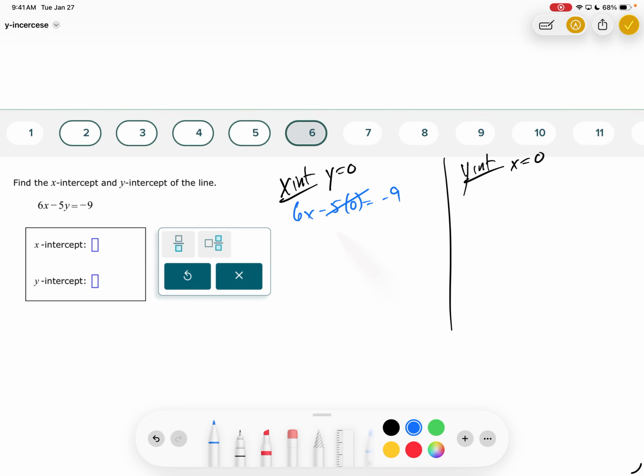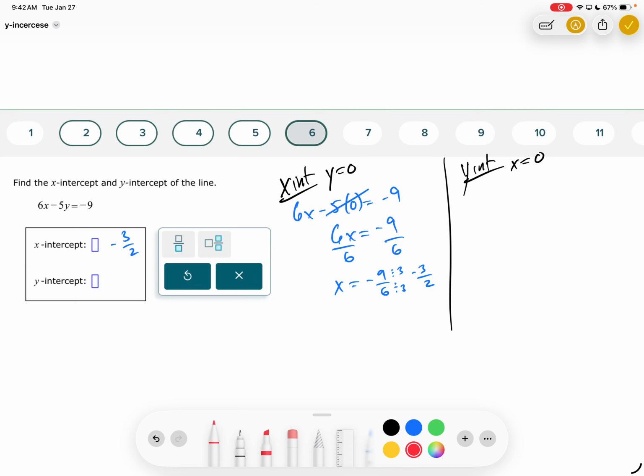Negative 5 times 0 is 0, so I just get 6x is equal to negative 9. Divide by 6, and x equals negative 9 over 6. Technically, you can divide both of those by 3 and make this negative 3 over 2. Okay? So that would be my x-intercept. There's a perfect example of what I'm talking about. I think Alex would count it right if you put negative 9 over 6 in there. I think it'd still give you the points for it. But if it counted it wrong, I would obviously give you full credit for that. This problem isn't testing you on reducing fractions, it's testing you on intercepts.